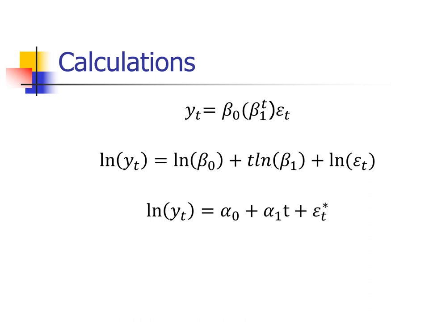And now this looks a lot more like a 512 model, doesn't it? The log of beta naught is just some constant. Let's call that constant, say, alpha naught. The log of beta 1, again, is just some constant. Let's call that constant alpha 1. And then, right, the log of some random variable, the log of some random error, is still just some random error. Right? So if I just relabel things, it looks a lot like a 512 model, just using log y instead of y. I have sort of linearized my exponential growth.